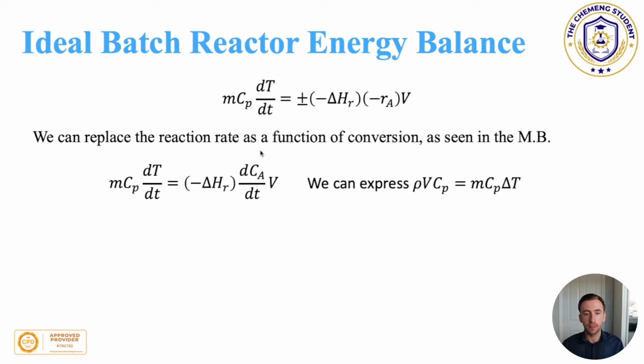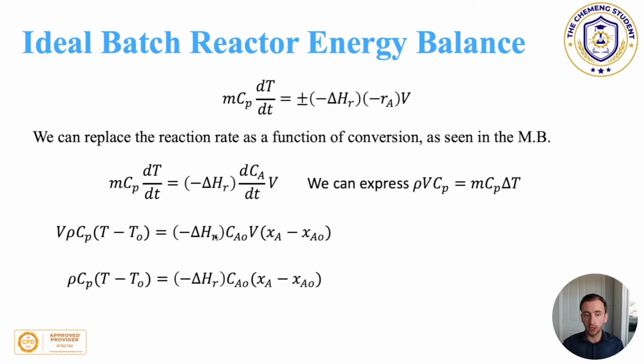Now, from here, we can replace the reaction rate as a function of conversion, which we've seen in the material balance. So therefore, we can now start to simplify this system even further, because what we can then say is that the mCp delta T is equal to the density multiplied by the volume multiplied by the specific heat capacity. And you'll then start to see the simplifications that take place, because we now have this relationship again with volume. And what we can also do here is, instead of expressing delta T, i.e. the change in the temperature, we can express this as the final temperature minus the initial temperature.